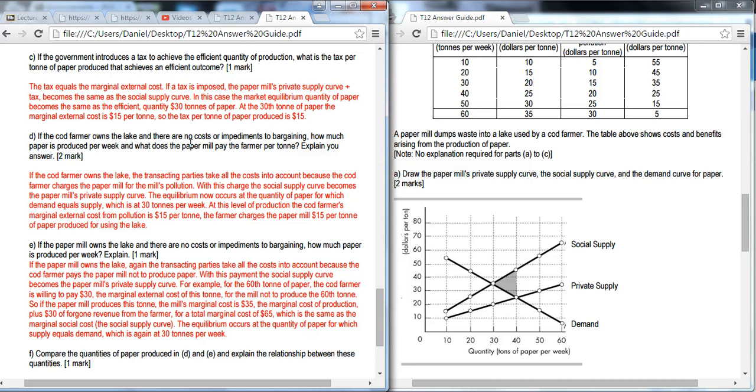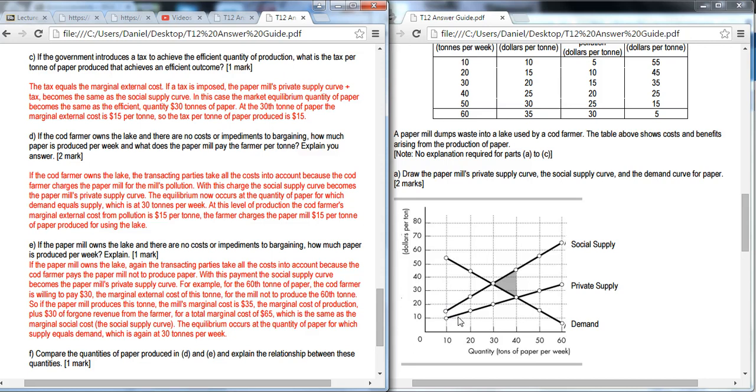Now, many students got this right, and the correct answer is to say, well, if the cod farmer owns the lake, they're not going to say, no, you can't make any paper. They're not going to say that, because the paper people are going to say, well, hang on a minute. If you let us make paper, look at all this profit we can make. It only costs you this much, right? How about we pay you what it costs you so that we can make paper?